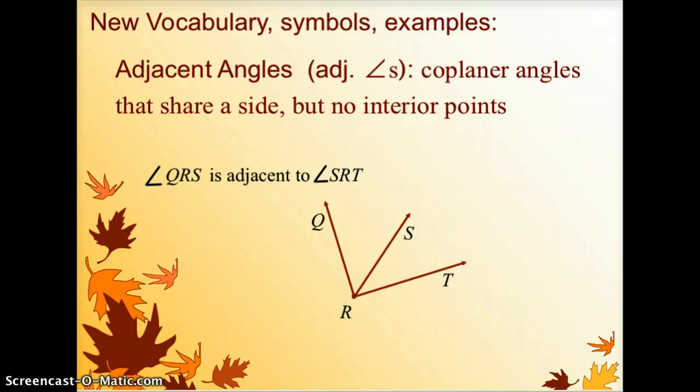Adjacent angles. Adjacent angles are coplanar angles that share a side but no interior points. Angle QRS is adjacent to angle SRT. They share ray RS, but there are no points that they share on the interior of each angle.